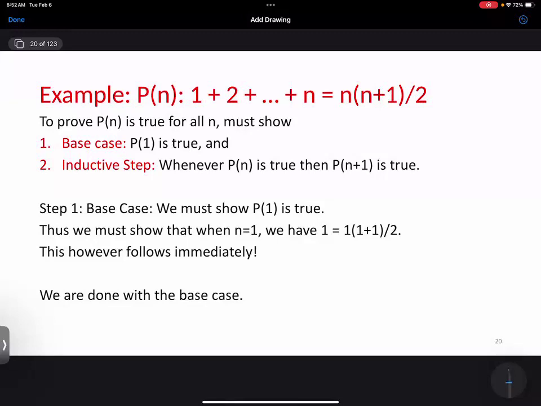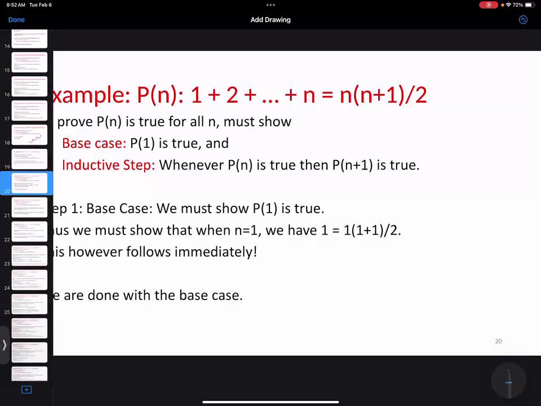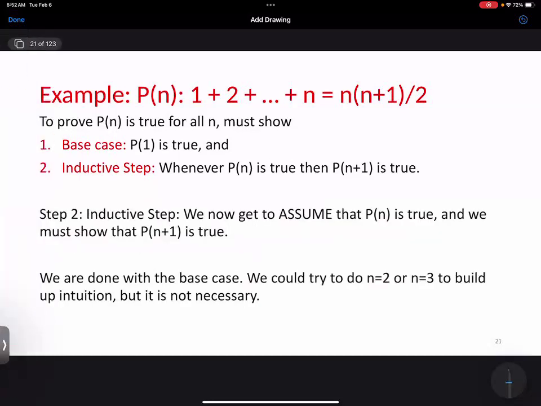So a lot of times we don't know what the answer is going to be. We spend a lot of time exploring first, gathering data, building conjectures. And then, oh, okay, now that I have a formula, let me see if that formula works. All right, so continuing with this problem, let's do the inductive step now. So we get to assume that Pn is true, and we must show that Pn plus 1 is true.